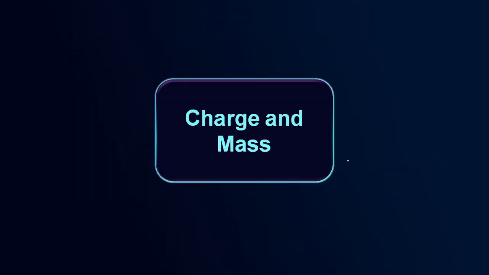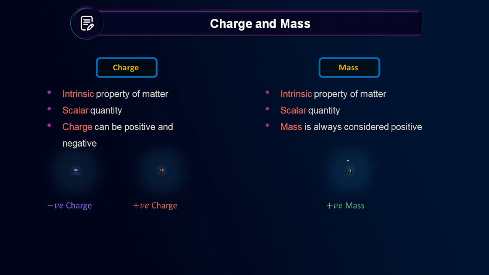Next, charge and mass. In case of charge and mass, both are intrinsic properties of matter. Charge as well as mass. Intrinsic means inherent property. Now charge is a scalar quantity as well as mass is also a scalar quantity. Now charge can be positive and negative. Charge has two types, positive and negative charge, like electron and proton we had seen. And mass is always considered positive. Mass is always positive.